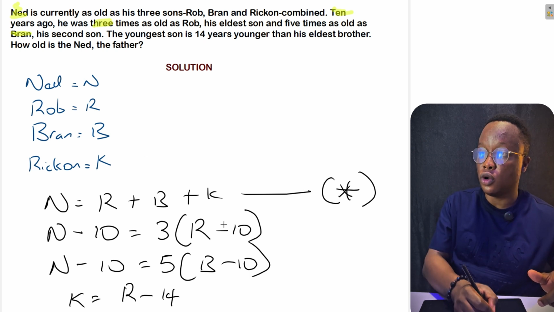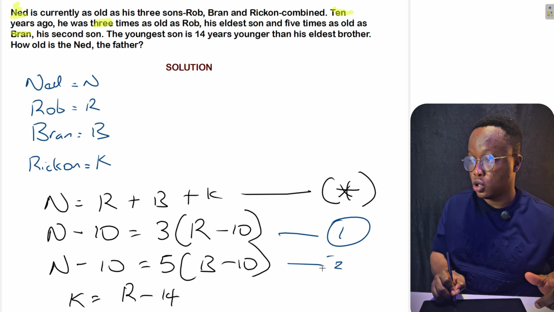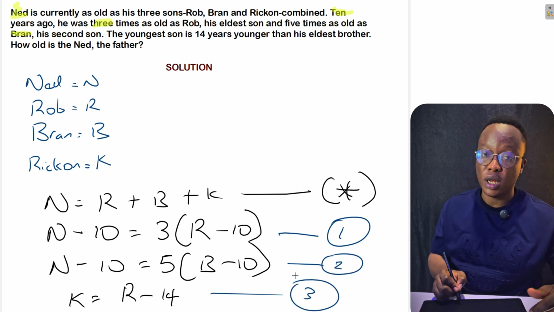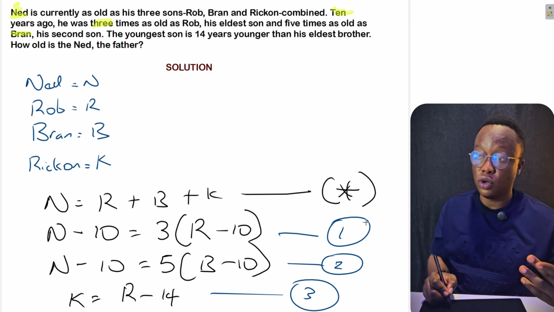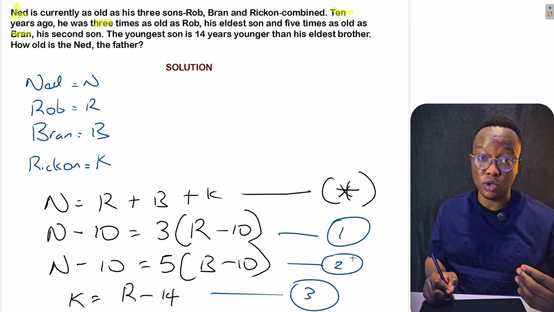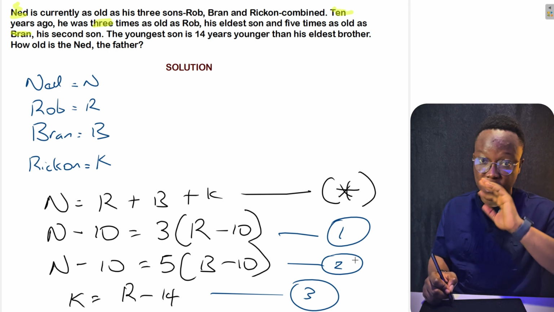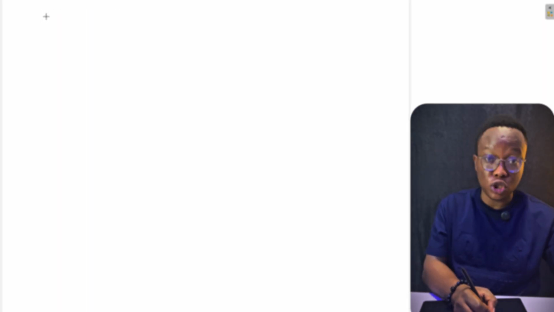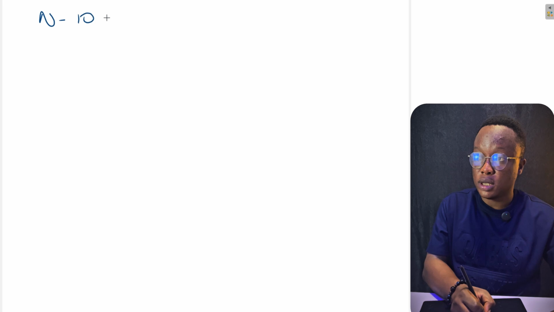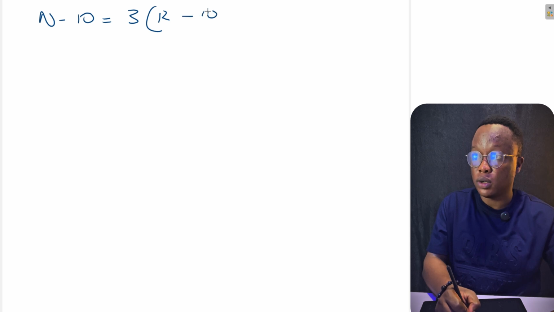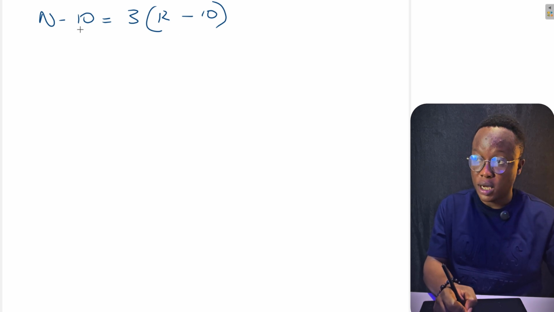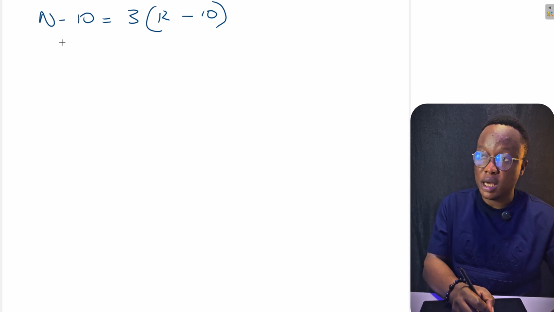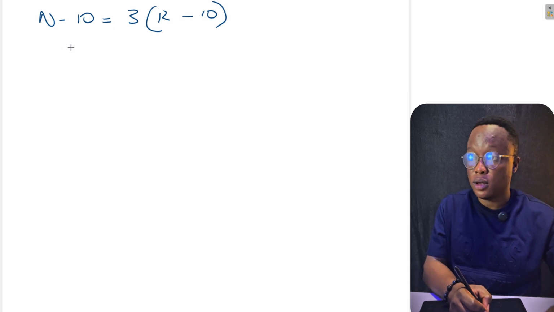Okay, so we can call all of these equation 1, equation 2, and equation 3. Now, it's very important you represent your equations this way, for interpretation. Okay, so now let's do this. From equation 1, N minus 10 is equal to 3 into R minus 10. That's Ned 10 years ago was 3 times Rob's age. So let's make N the subject of the formula.